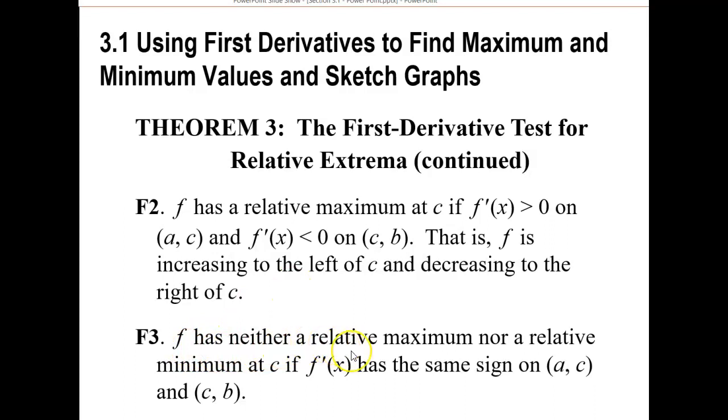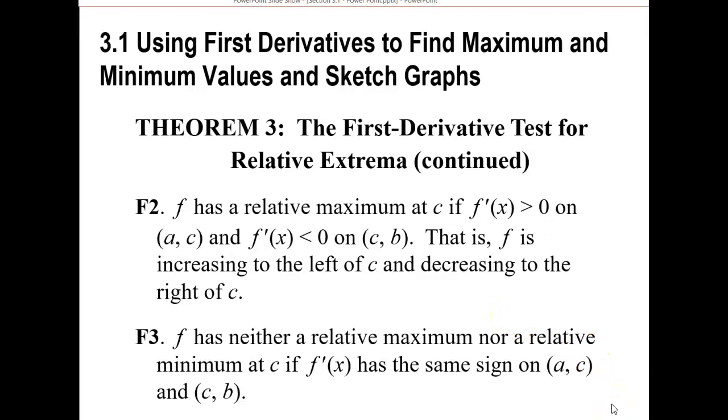And then f has neither a relative max nor a relative min at c if f' has the same sign on the left and the right. So if it's moving upward, and then maybe it flattens off to have a horizontal slope, but then it still goes up on the other side, there's no max or min. Or if it was coming down and stays coming down, in other words decreasing, decreasing, or increasing, increasing, it's not going to change direction, so it's not going to have a max or a min.